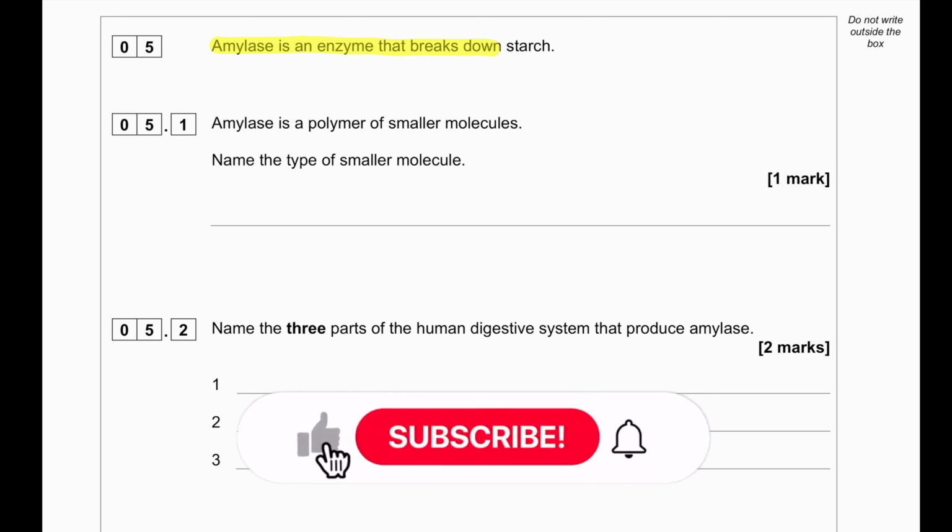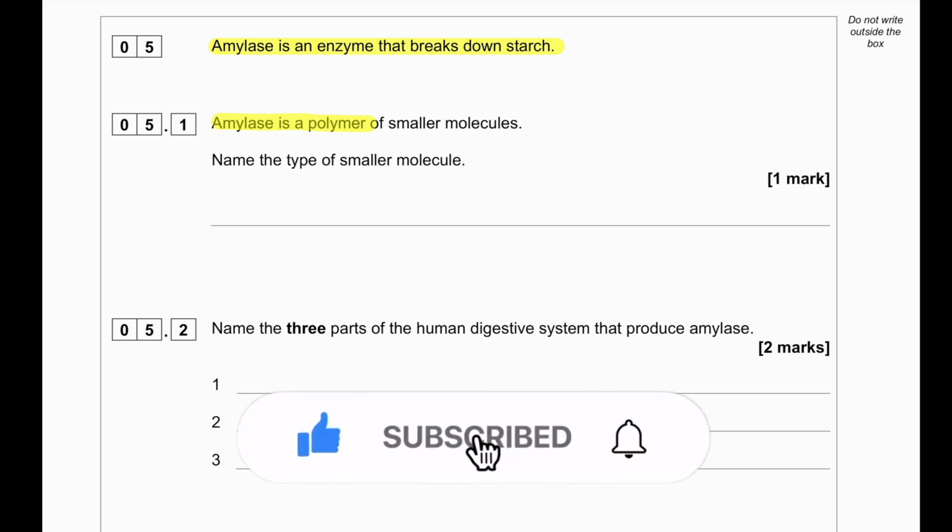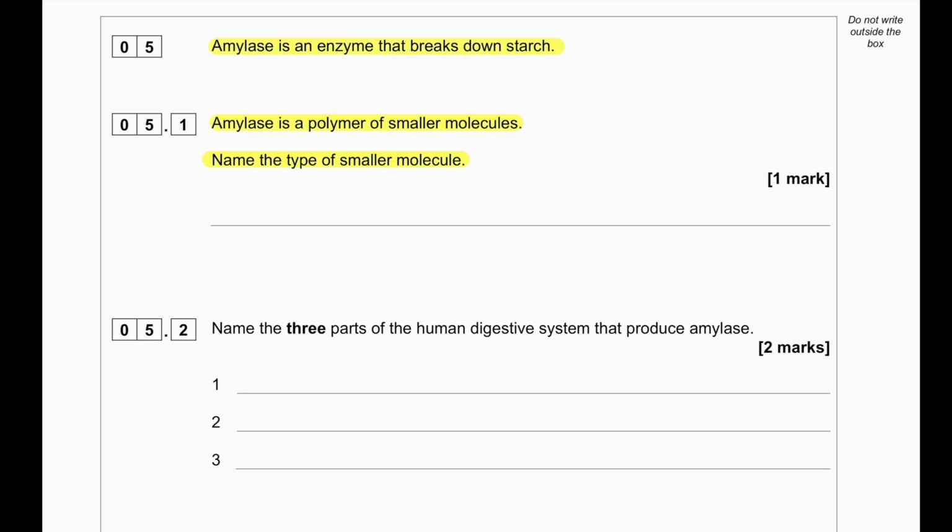Amylase is an enzyme that breaks down starch. Amylase is a polymer of smaller molecules. Name the type of smaller molecule that makes amylase. Now we know that amylase is not a carbohydrate. Amylase is a type of protein, and proteins are made from amino acids.